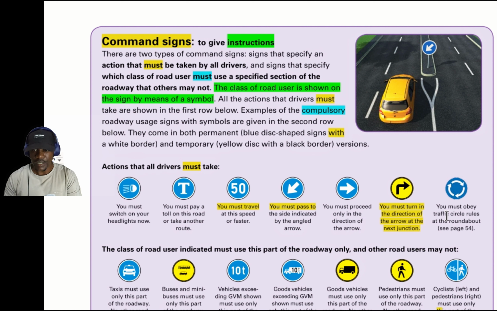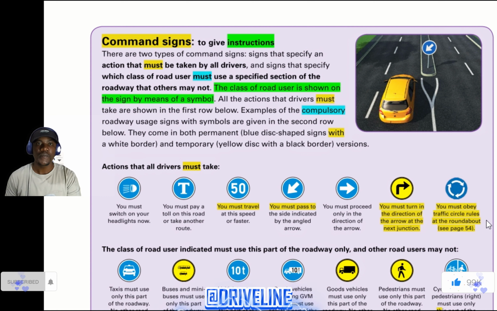And here as well, the following sign says you must obey traffic circle rules at the roundabout. We talked about that last time, and we're still going to discuss it much further in the coming lessons, because we'll include the questions. I'll do the questions with you, and make sure that we understand them and get the right answers, so that we'll be well prepared for our upcoming learner's licence test.